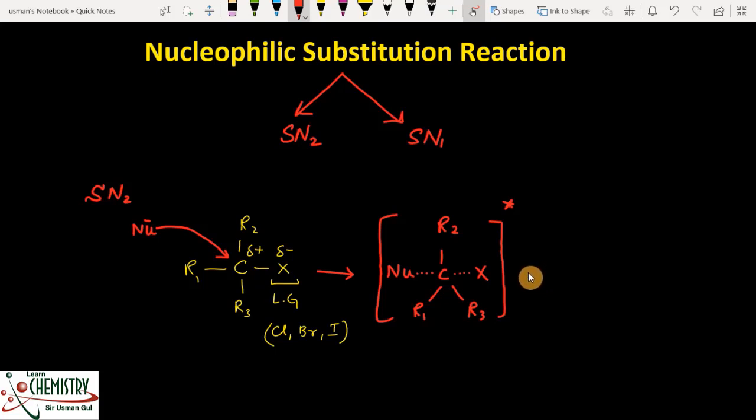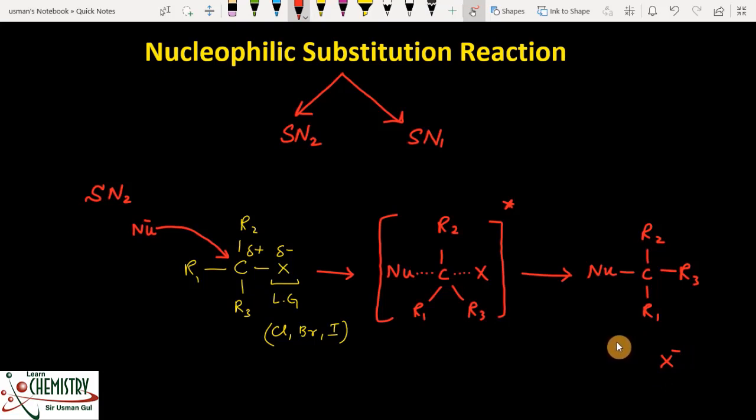Now what will happen here? So we will get our product, that is the nucleophilic substitution product. The nucleophile permanently attaches to the carbon along with the other groups that were attached to the carbon, and the leaving group will leave the carbon. Okay, now this is the simple general mechanism of SN2 reaction.